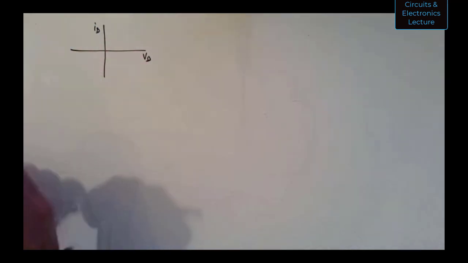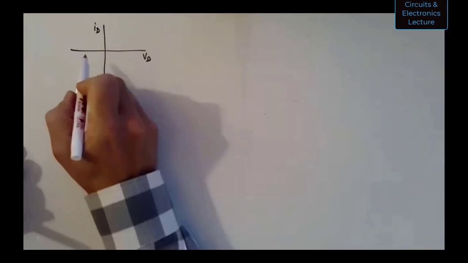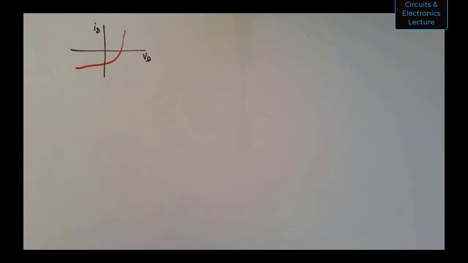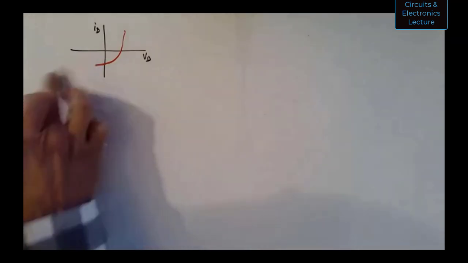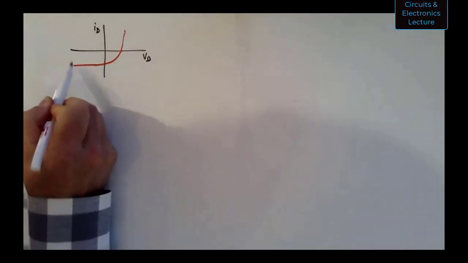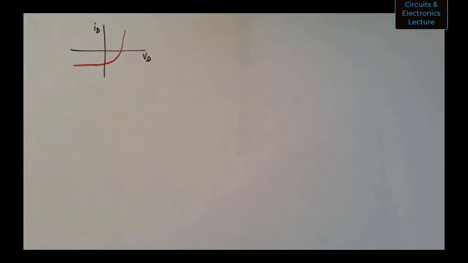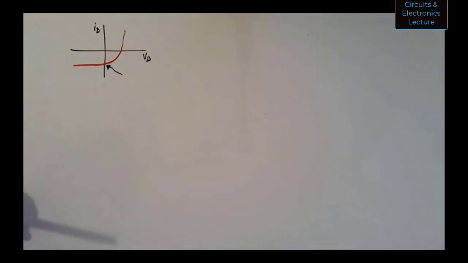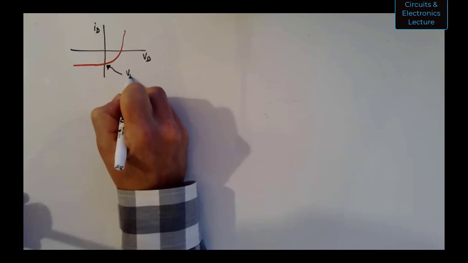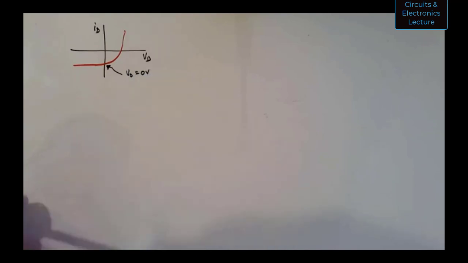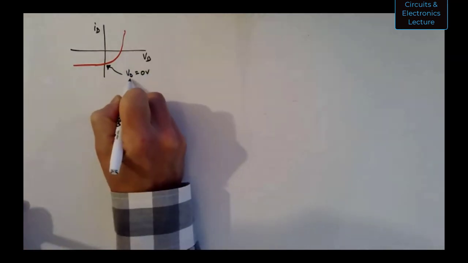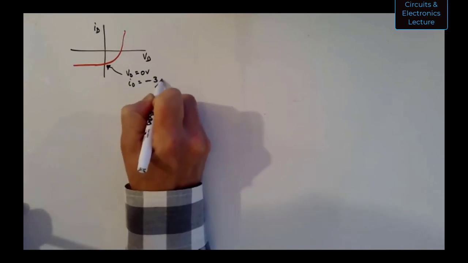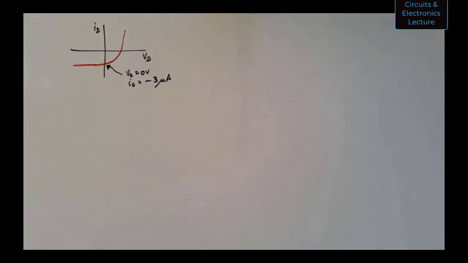And for a certain illumination, it does this, right? Something like that. It's a little less sloped than that. And right at that point, VD equals 0 volts and ID equals -3 microamps. Okay, so that's what we're working with.